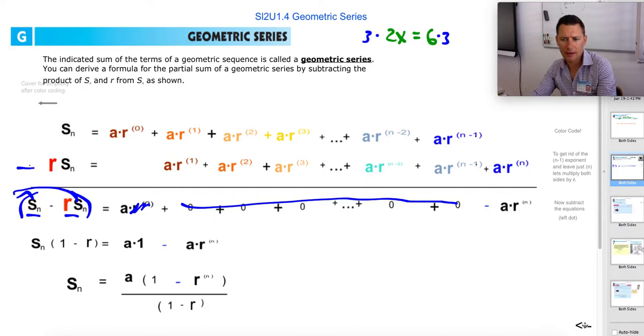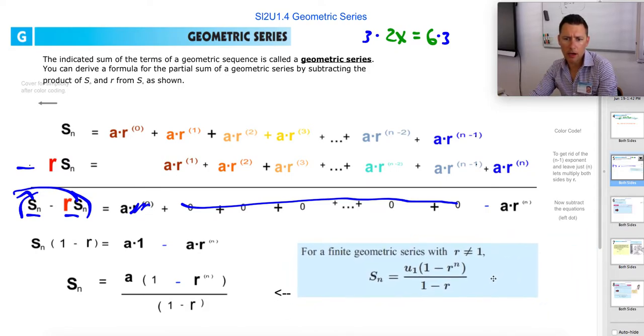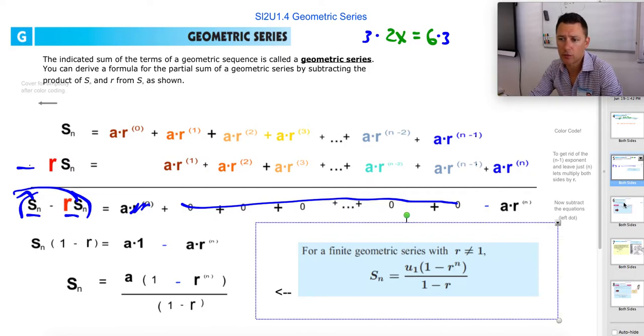It looks like that. If you clean it up a little more, you can change a for u sub 1, and it'll look like that, right? And that's the equation that we're going to use.